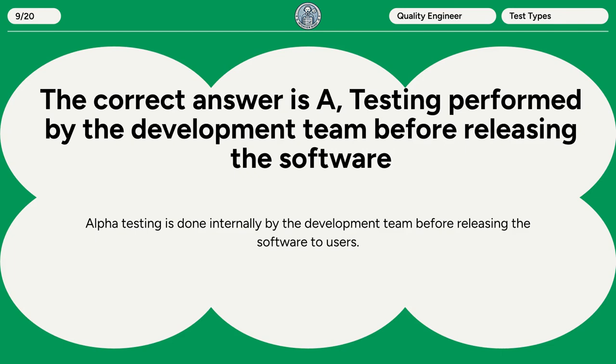The correct answer is A. Testing performed by the development team before releasing the software. Alpha testing is done internally by the development team before releasing the software to users.